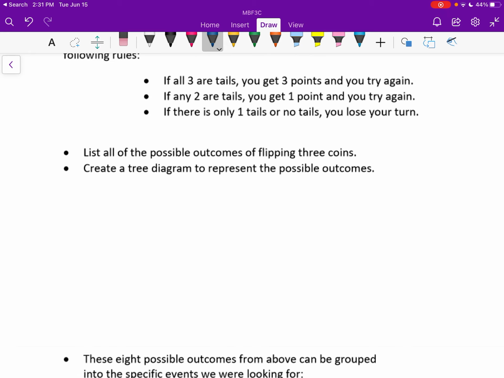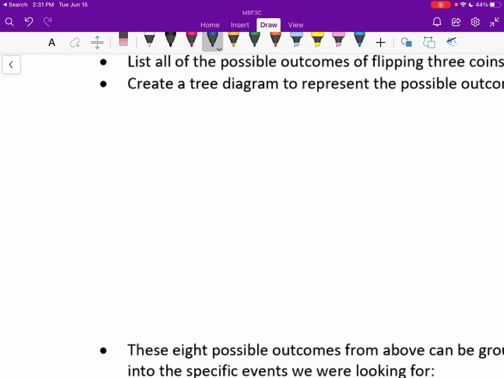Personally, I like to start off with the tree diagram, but for the purposes of this class, I'm going to start off with the possibilities that we have. So let's start with our first possibility: we flip the coin, and the first coin is heads, the second is heads, and the third is heads. Then we flip again, and the first one is still heads, the second is still heads, but the last one is tails.